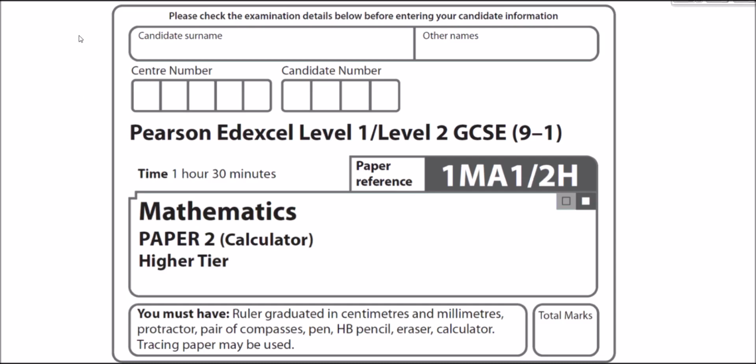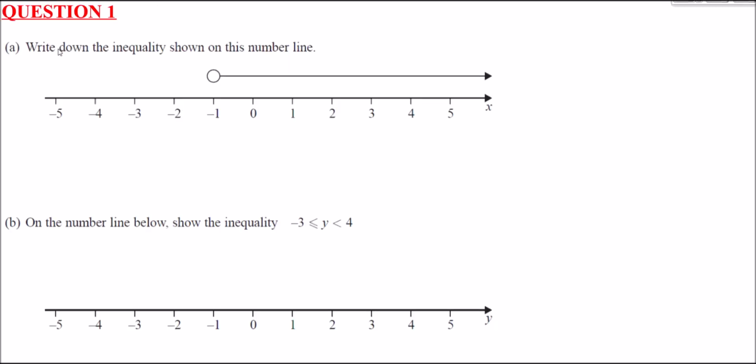So let's start off first of all by having a look at question number 1 together. Question number 1, we have to write down the inequalities shown on this number line. So we've got a hollow circle above -1 and the arrow is pointing to the larger direction. So this means x has to be bigger than -1. It can't be equal to -1. If it were, this circle would be filled in, but because it's hollow, that means x cannot include -1, but must be strictly bigger than it. So the answer to the first one is simply x must be bigger than the value -1.